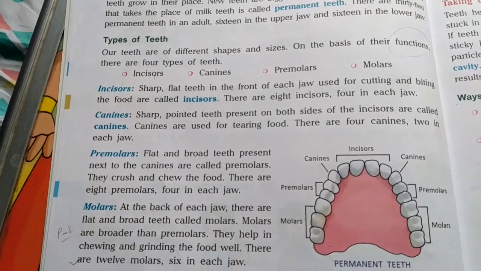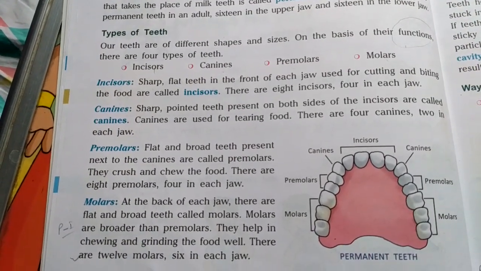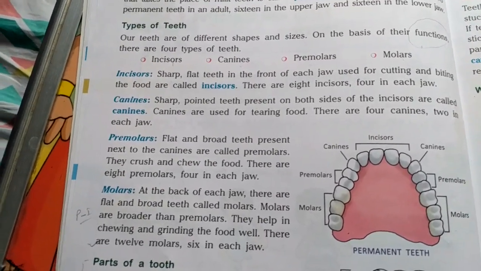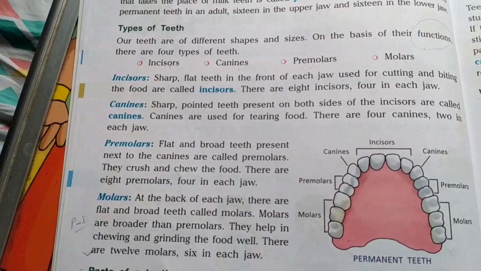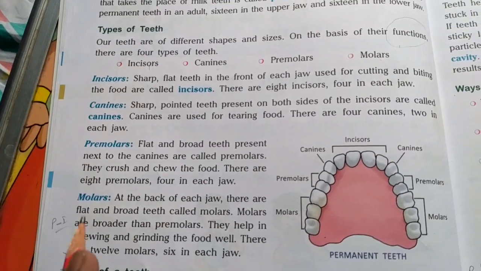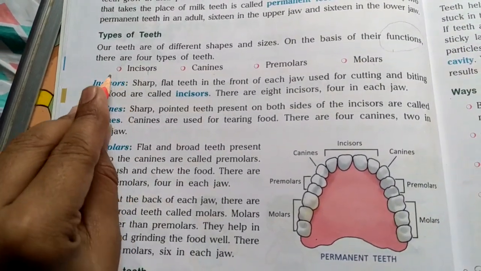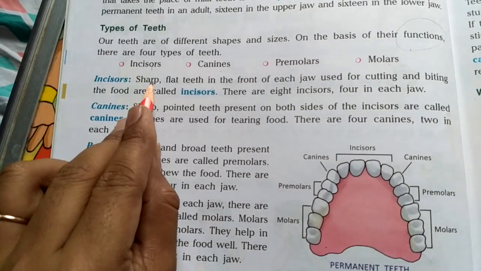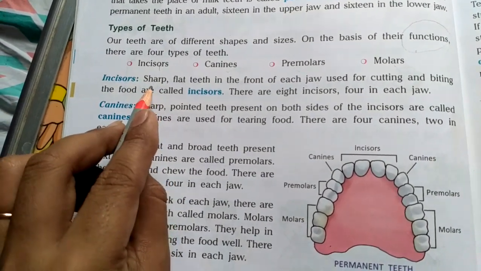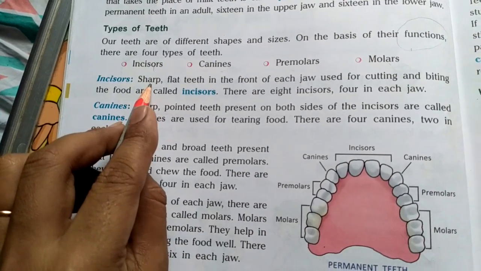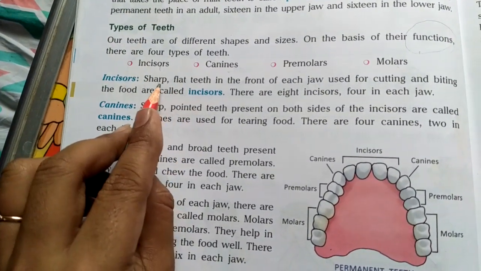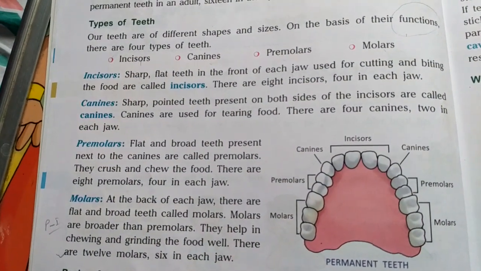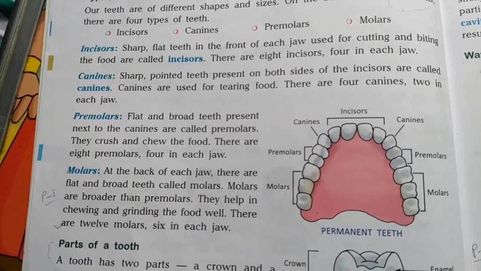Incisors. What is the function of scissors? You have seen scissors in your home, na? It does the cutting work. When we have to cut some paper, some cloth, we use scissors. So we have to correlate these incisor teeth with that. What is the shape and size of incisors? Let's see. Sharp. Sharp means very sharp, just like a blade and knife. Blade and knife, they are very sharp. They cut things very fast.